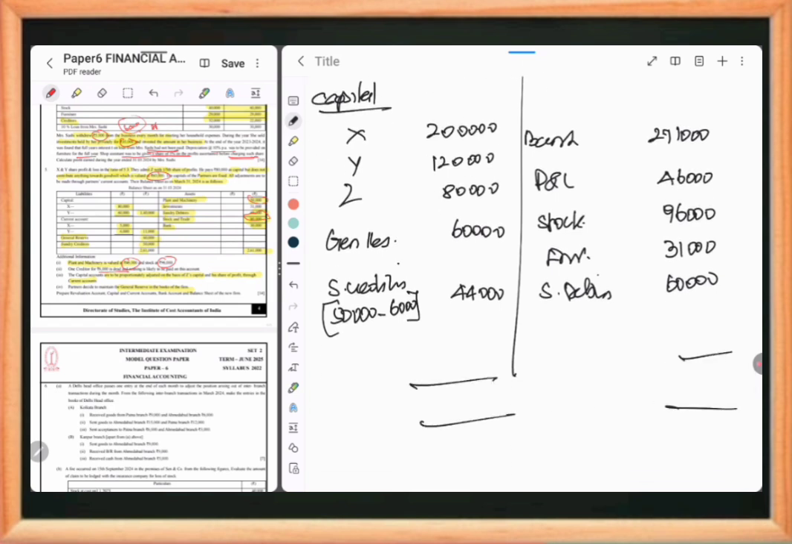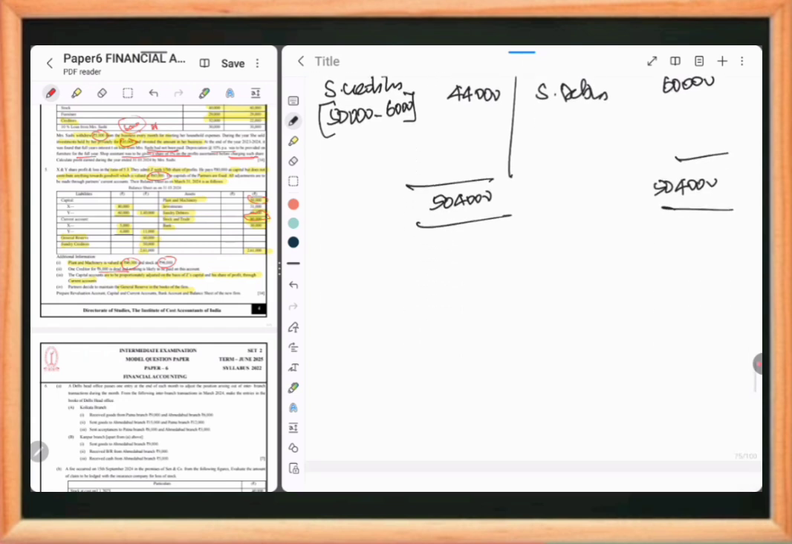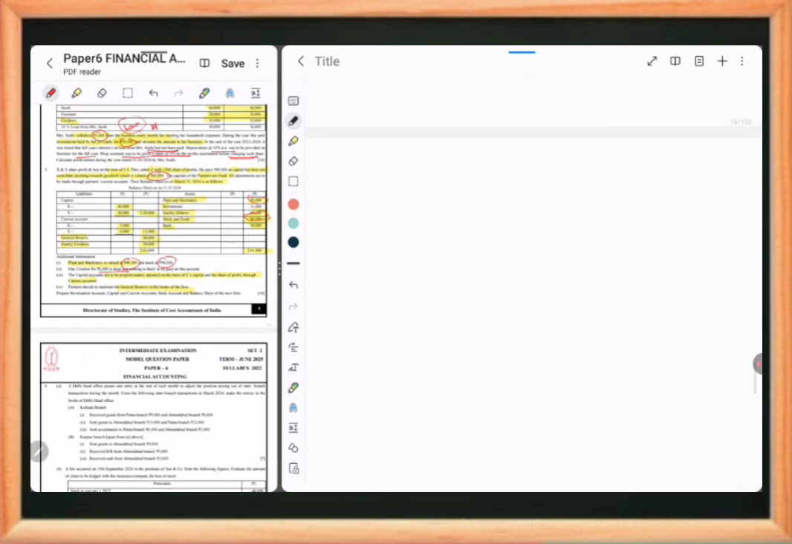Please check it out. So 2 lakhs plus 1,20,000 plus 80,000 plus 60,000 plus 44,000, that is 5,04,000. And 2,71,000 plus 46,000 plus 96,000 plus 31,000 plus 60,000 is also 5,04,000. So it is tallied. The answer is over. Understand? So this is also over. Now we will see the next question, the 6th question.